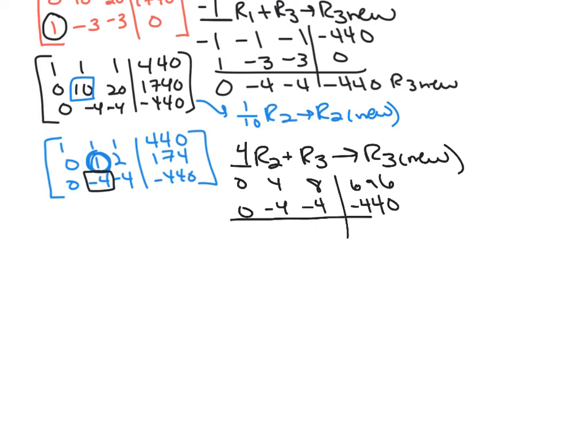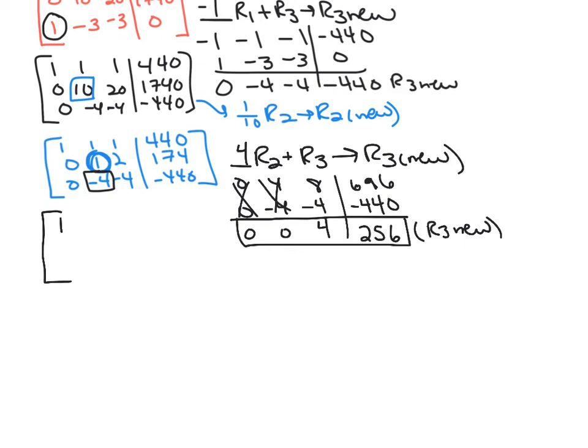so that way I can come up with my new third row. All right, so when I combine like terms, that's just 0. That's just 0, which is what we wanted. This is 4. And 696 minus 440 is 256. Okay, so now here is my new third row. Awesome, we're getting so close, guys. So I have my 1, 1, 1, 440. I have 0, 1, 2, 174. And then I've got 0, 0, 4, 256.